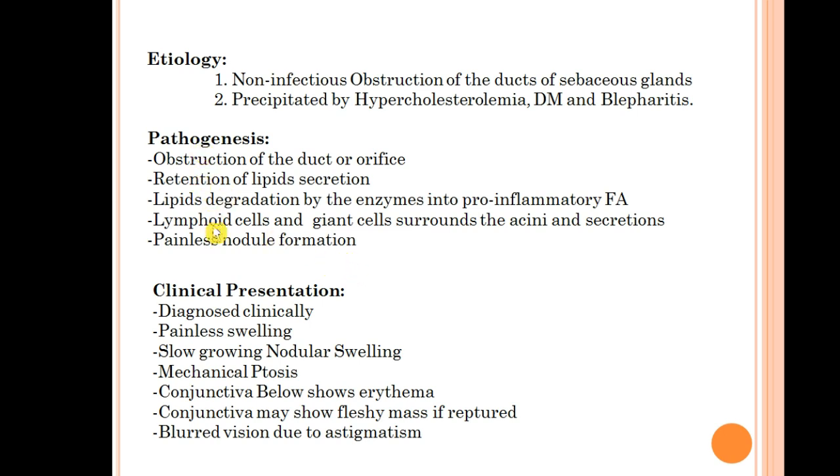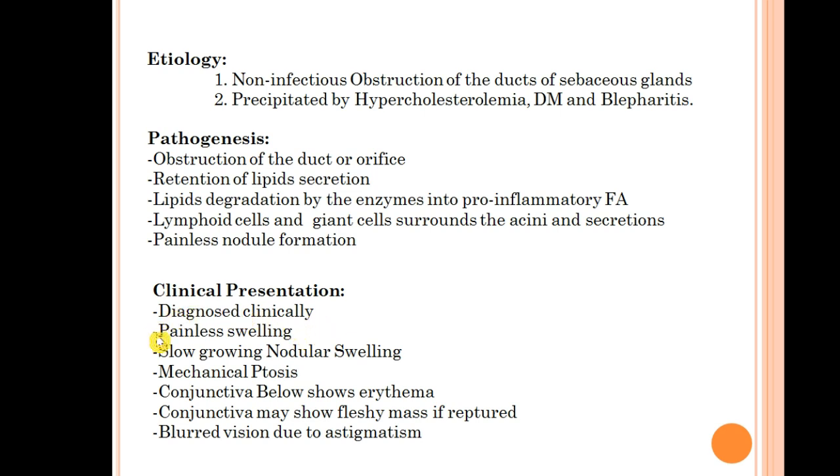So that's its pathogenesis. Duct blockage, retention that leads to the pro-inflammatory fatty acids due to the degradation, then inflammation occurs, and as a result a granuloma is formed, that is called a chalazion. As far as its clinical presentation is concerned, we actually diagnose it clinically. So how do we diagnose it? There will be a painless swelling.